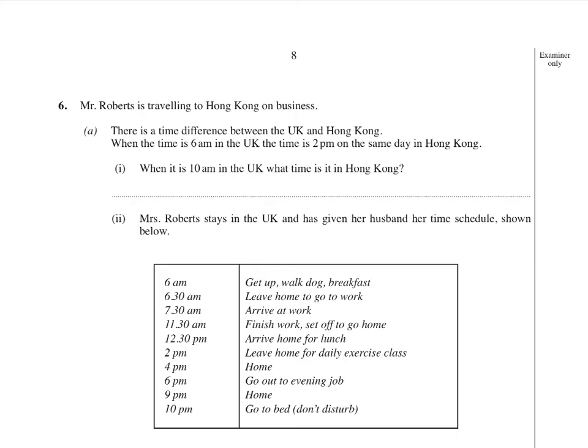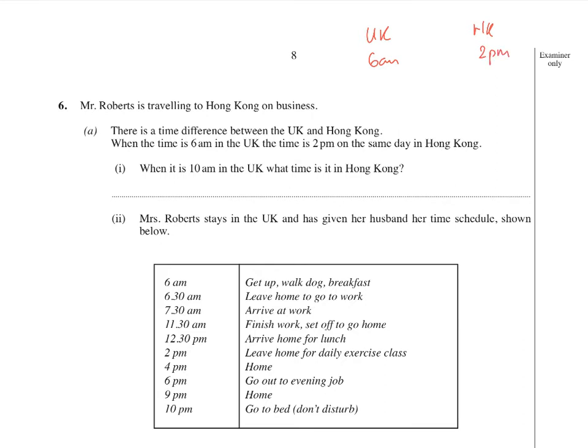Okay, and so this question here says, Mr. Roberts is travelling to Hong Kong on business. There's a time difference between the UK and Hong Kong. When the time is 6 a.m. in the UK, I'm just going to write this information down. So UK 6 a.m., Hong Kong it is 2 p.m. So what is the time difference?